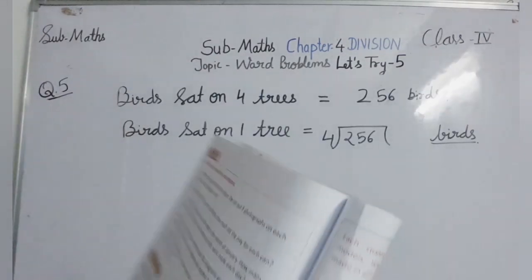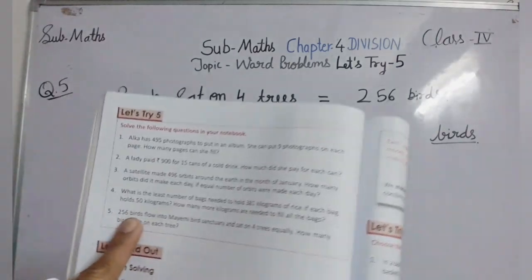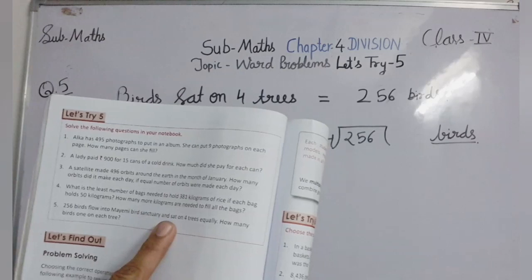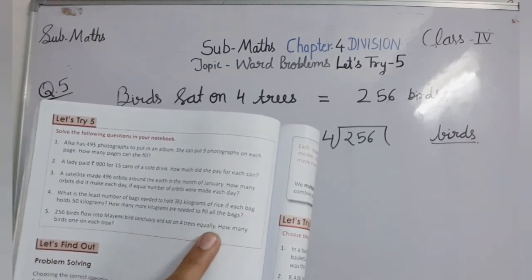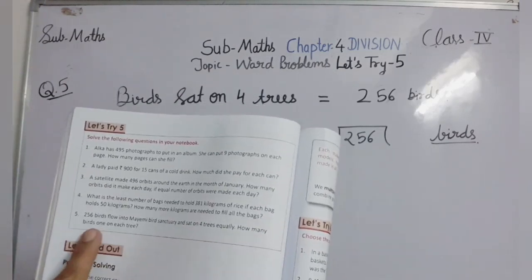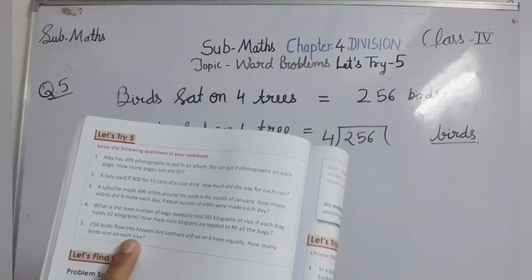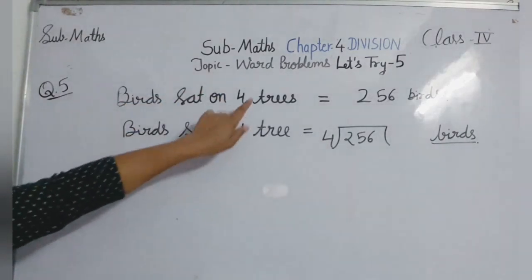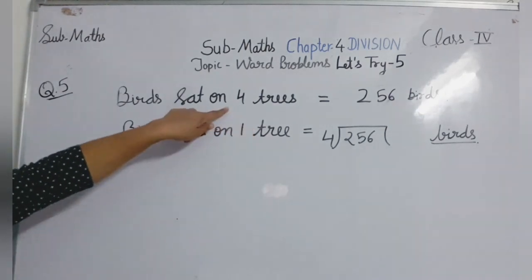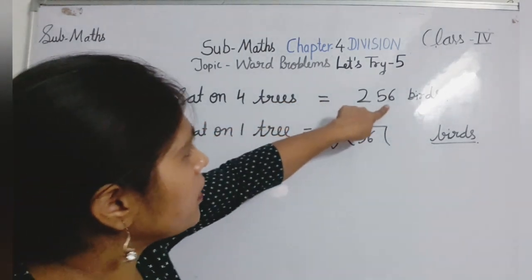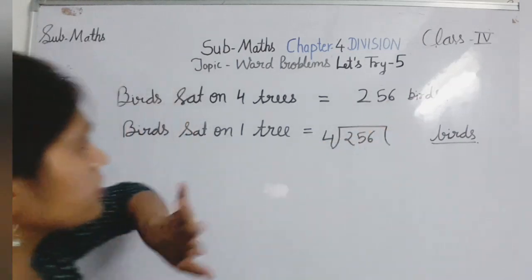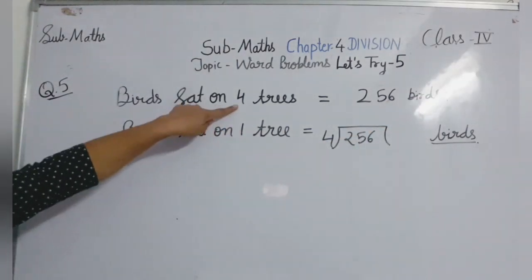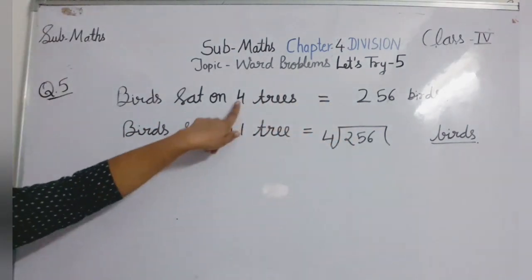Now question number 5. 256 birds flew into Memi Bird Sanctuary and sat on 4 trees equally. How many birds on each tree? So they have given us that the birds sat on 4 trees. Yes, on 4 trees how many birds are sitting? 256. Now they are asking for the birds on 1 tree. So for more they have given us and they are asking for 1.